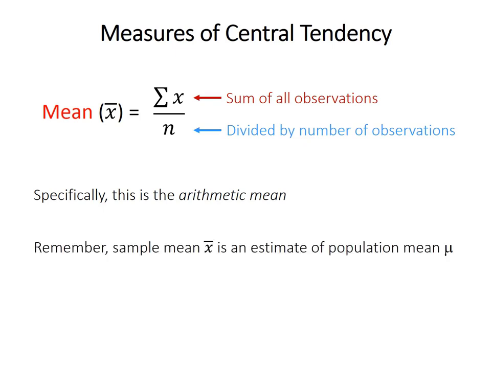Remember that we're using this smaller representative sample to estimate characteristics of this large population, which is sort of infinitely big and we can never actually assess. So this x bar is the sample mean, and we're using it as an estimate of the population mean, which is given the Greek letter mu.